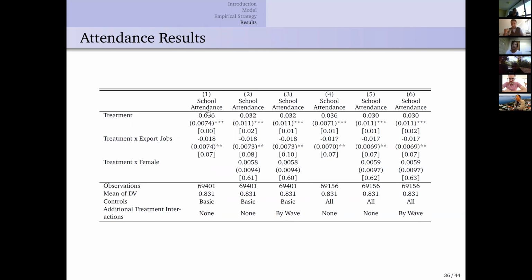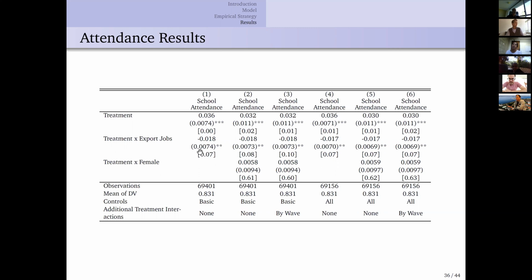But you can see here, you have a treatment effect of about 0.03 off of a mean of 0.83. Because we've standardized this export jobs variable, this should be interpreted as the treatment effect for people in subdelegations with the mean level of export jobs.